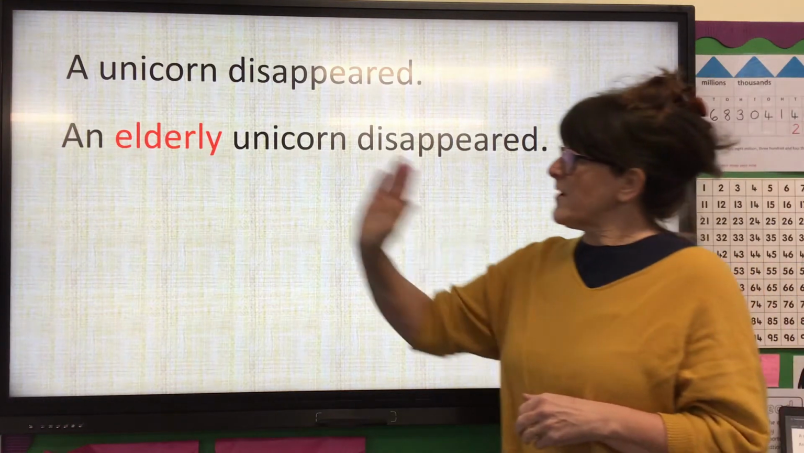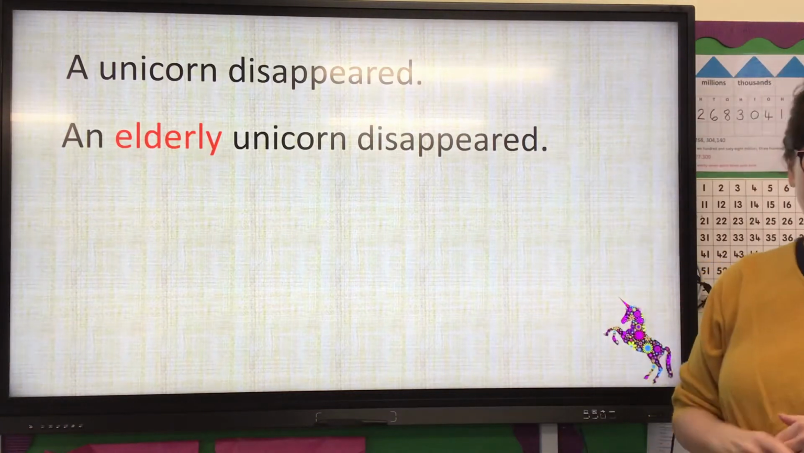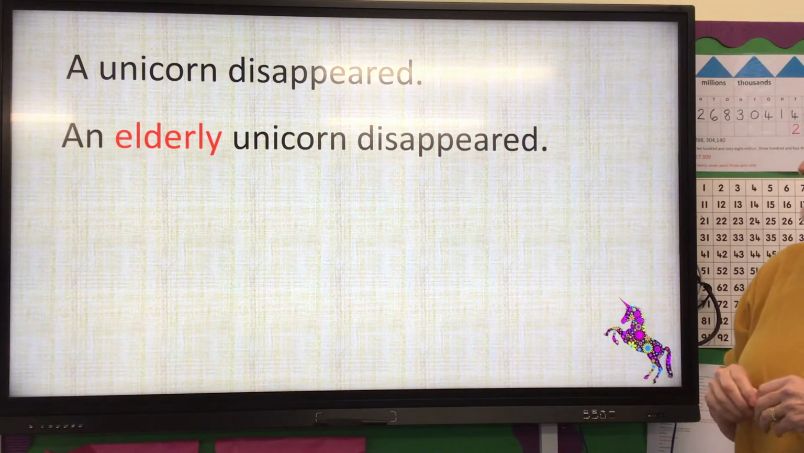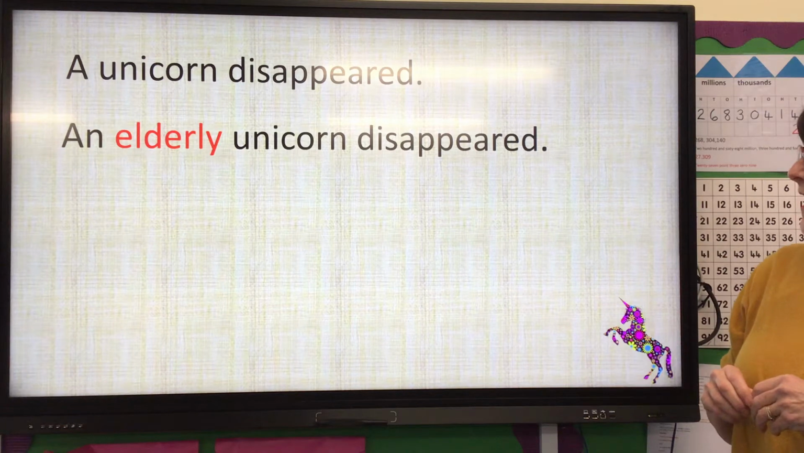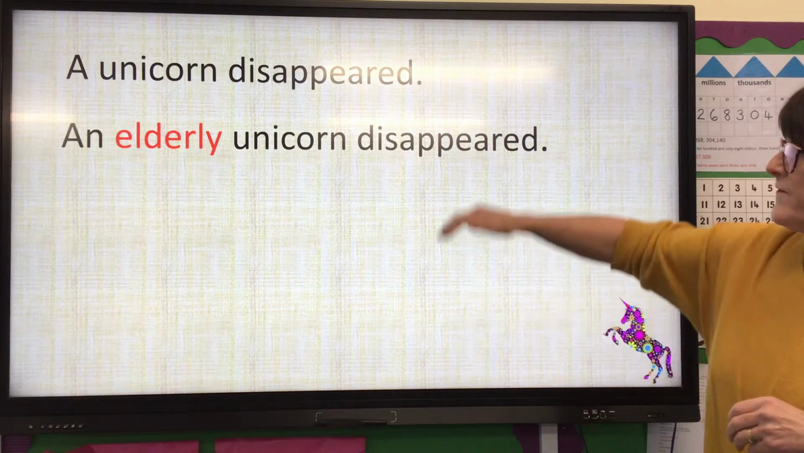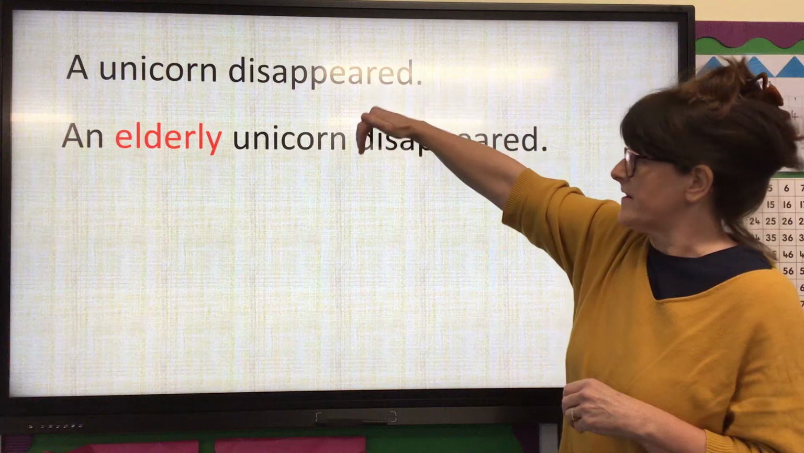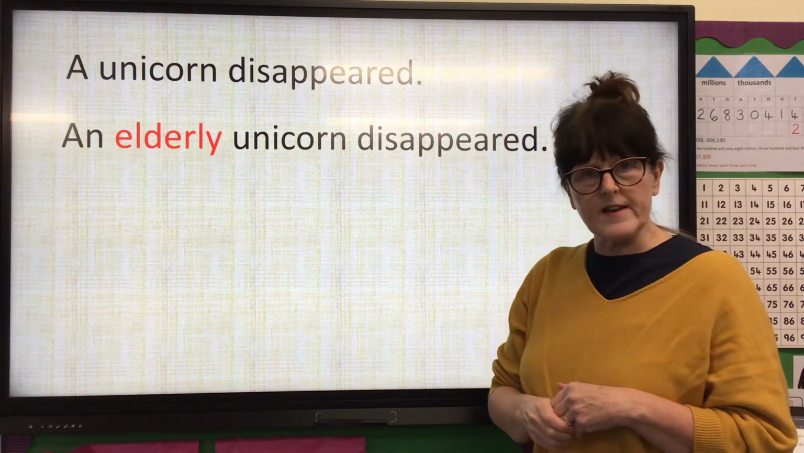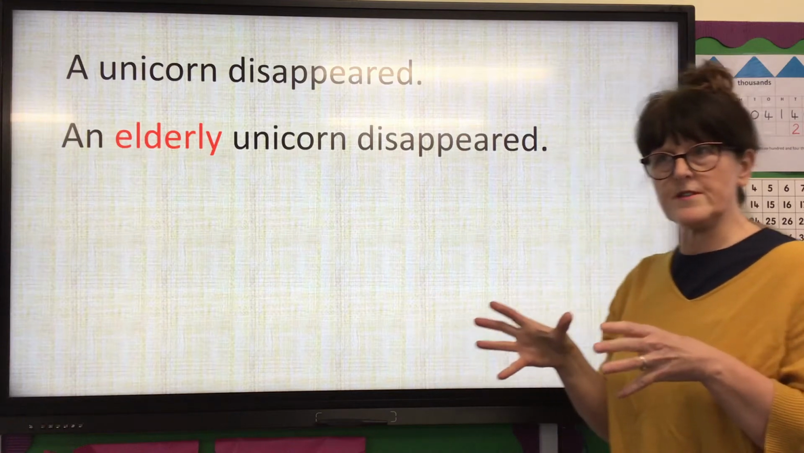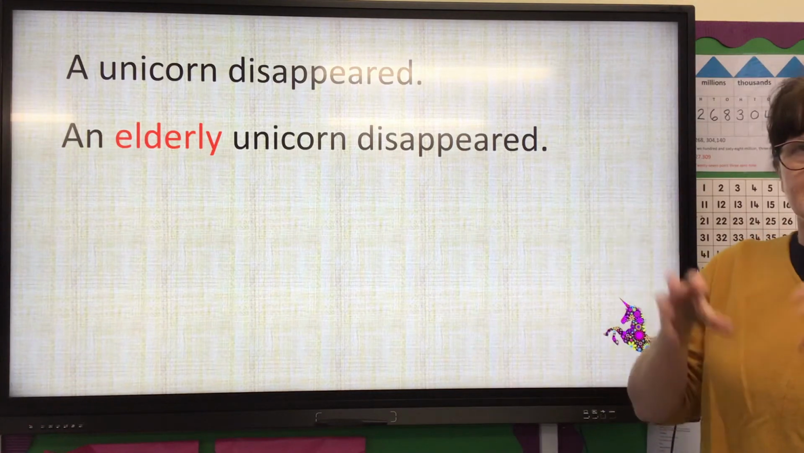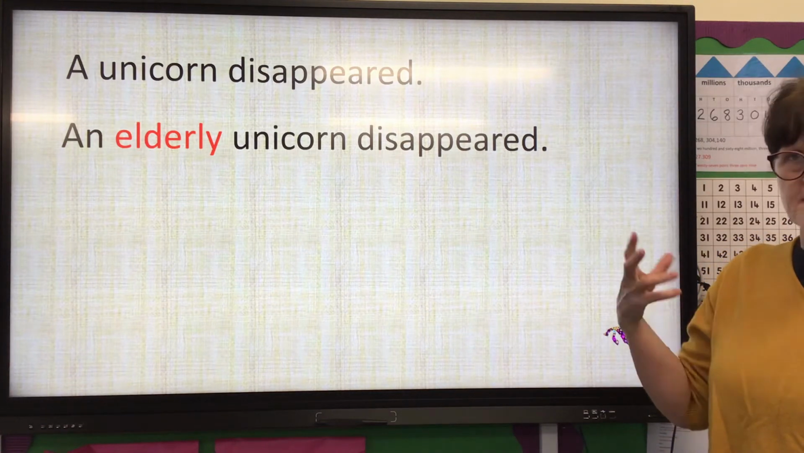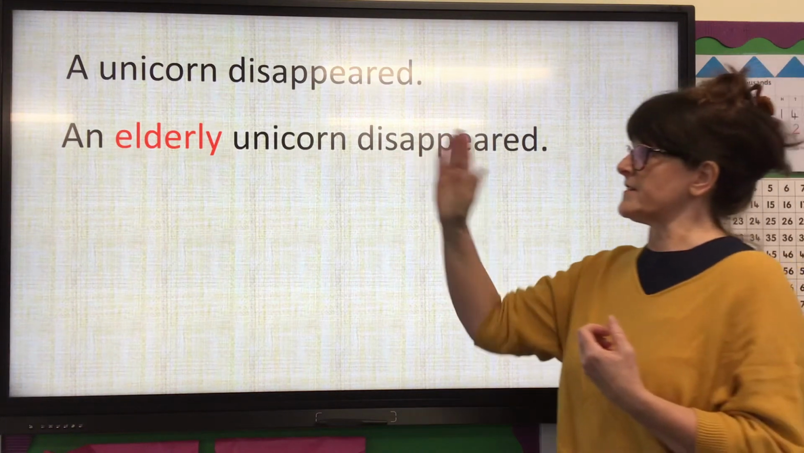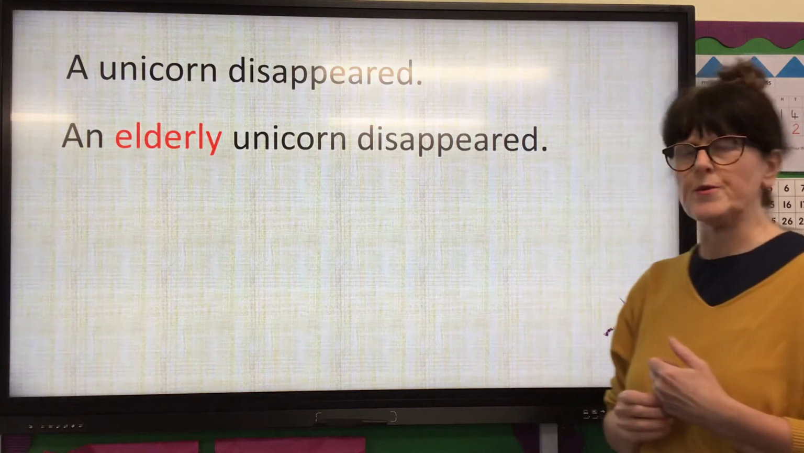Now, we know a little bit about that unicorn, but I'd really like to know a little bit more about the unicorn. So this time, I'm going to add some more information here. And I'm going to add what is called a relative clause. Now, relative clauses are very good because they let us add lots of information to a sentence and they make it much more interesting. And I'm going to begin my relative clause with the word who.